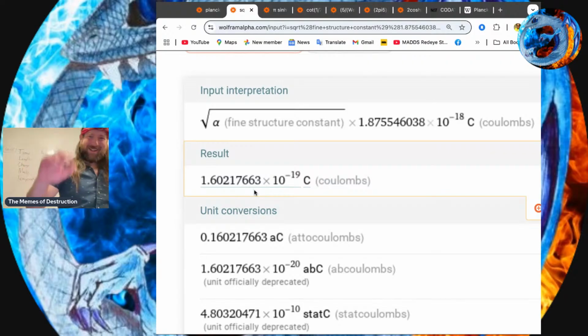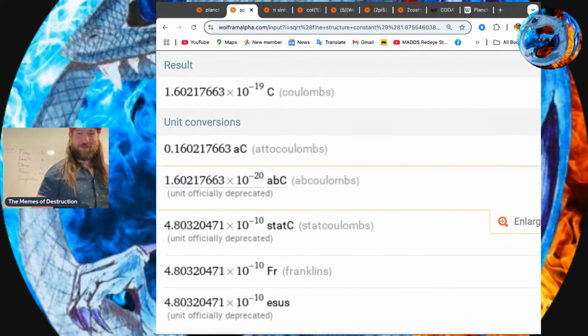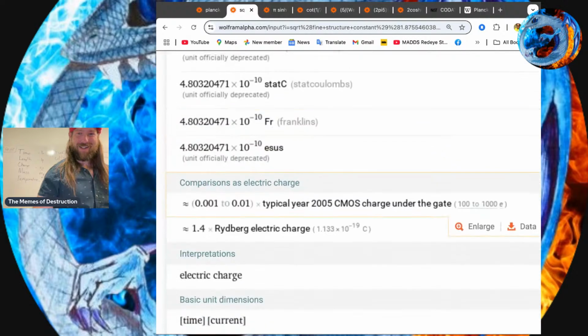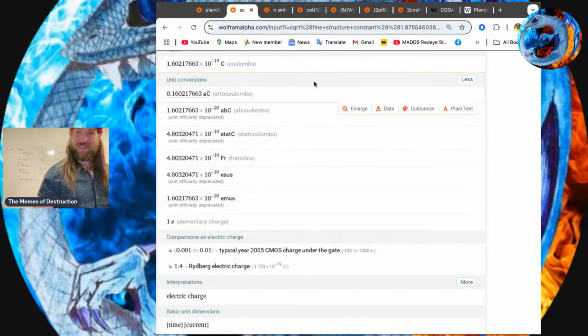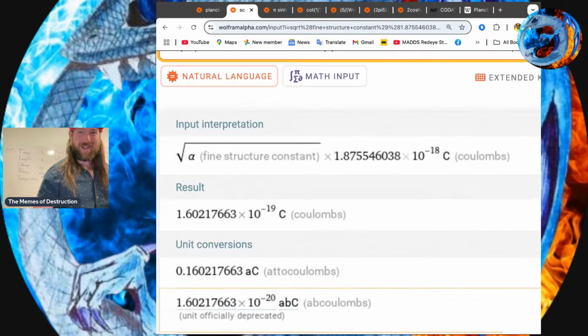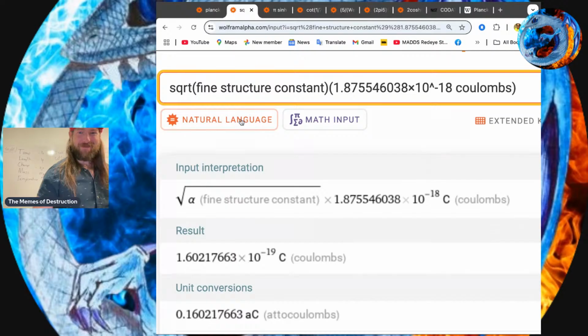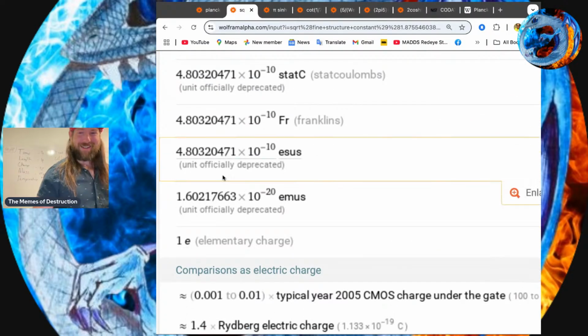1.602 times 10 to the negative 19 coulombs. That's a pretty small number, my friends. All right. What's that? Let's go to more. Oh, look. That's one elementary charge, my friends. So literally, that is the current definition.